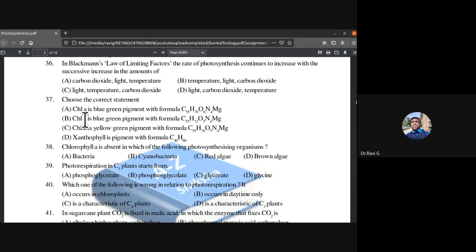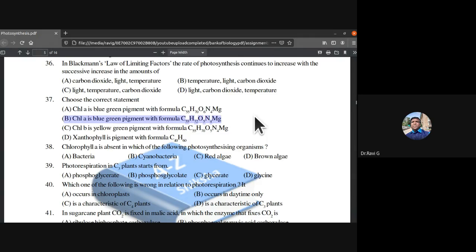So chlorophyll A is a blue-green pigment with formula C55, H72, O5, N4, magnesium. Magnesium will be there. So this is the right formula for chlorophyll A. So you have to mug this up because they have been asking this even in CET question. They have asked the formula of chlorophyll A. So C55, H72, O5, N4.